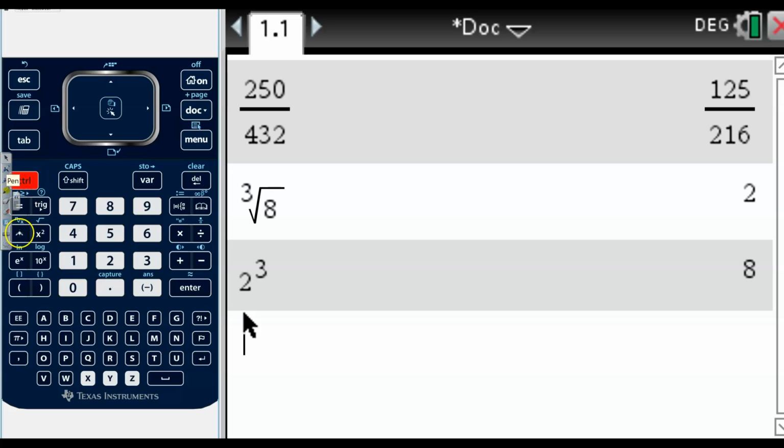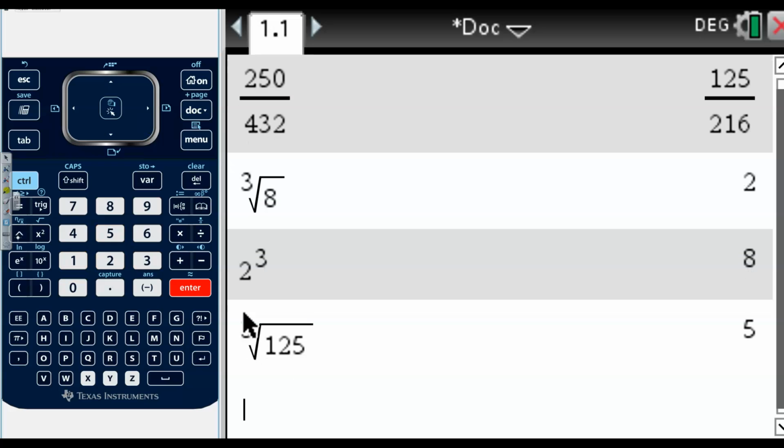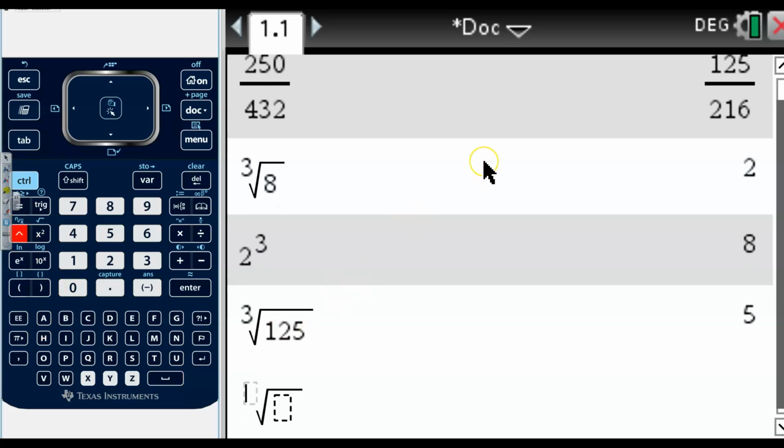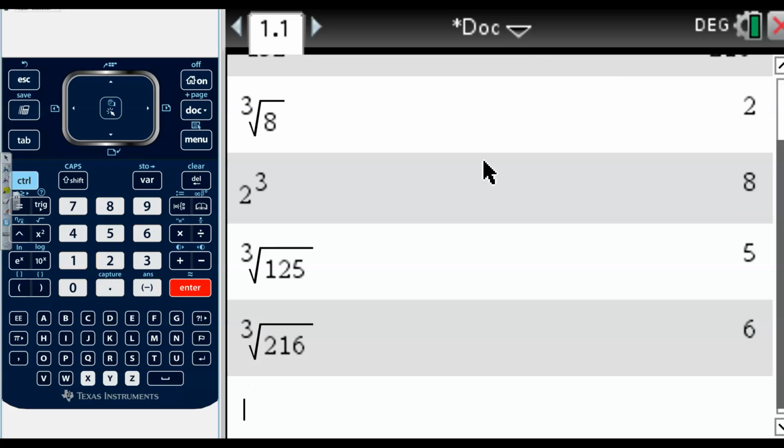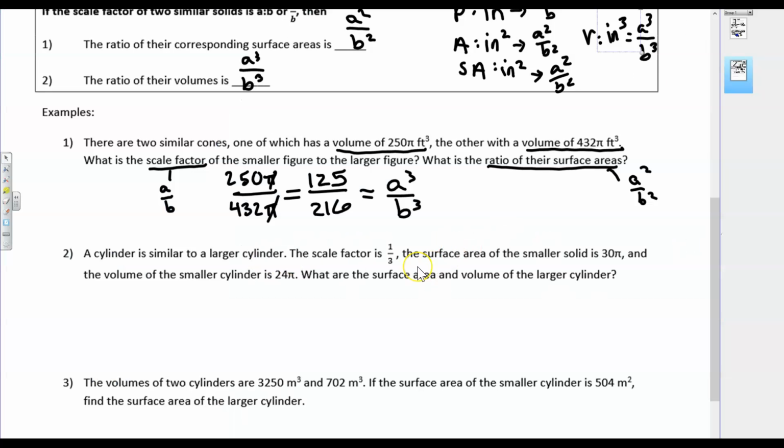So if I want to do, for example, the cube root of 125, which I need in my problem, which is 5, and then the cube root of 216, I get 6. So that means that 5 cubed gets me 125 and 6 cubed gets me 216. So undoing this over here, a over b, when I take the cube root, just ends up being 5 over 6. That's my scale factor, 5 over 6.